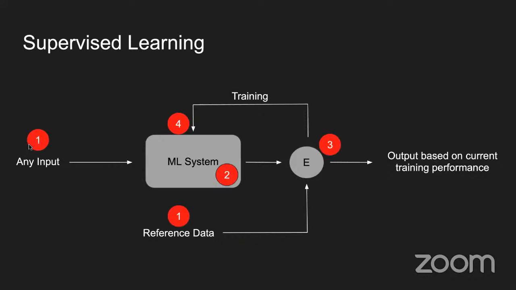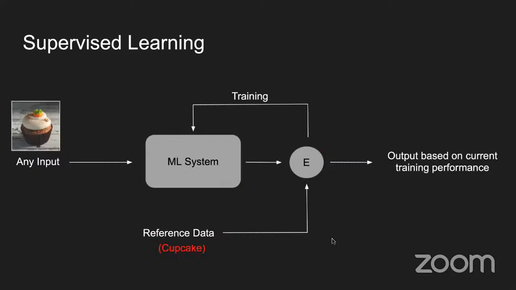So if you look at all of this, you put in the input and reference data and pass it at step one. The input goes into the ML system as step two. That produces an output, which is step three. The output at step three is the one that goes out as output, based on current training performance. But that output is compared with reference data to find the deviation from the reference data. Basically, you're trying to find the error associated there. Once we've found the error, we send that error back into the ML system, and the ML system can then correct itself, which is retrain or change itself, based on the error function that is computed.